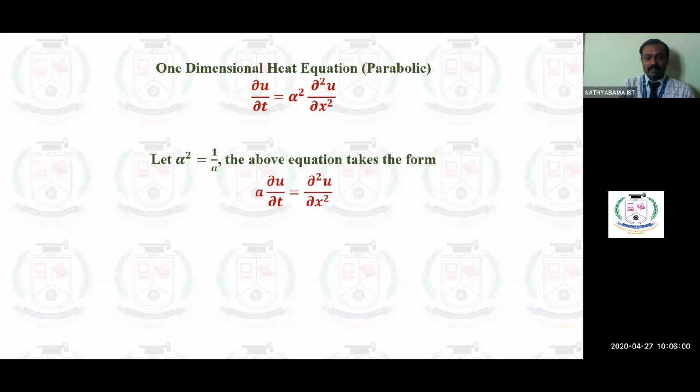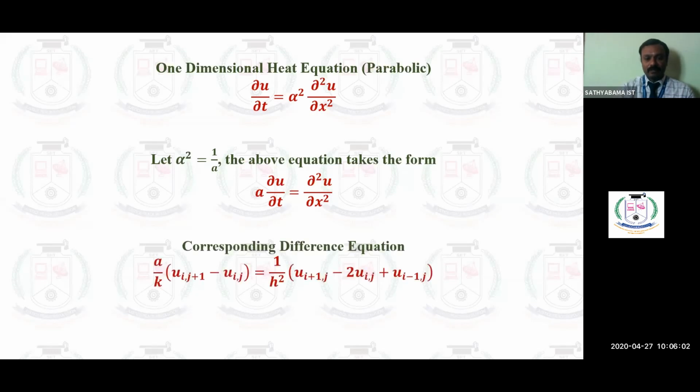Now replacing them with their corresponding difference coefficients, we get a into dou u by dou t is u(i, j plus 1) minus u(i, j) by k, which is equal to the second derivative. The difference coefficient corresponding to the second order derivative dou square u by dou x squared is 1 by h squared into u(i plus 1, j) minus 2 into u(i, j) plus u(i minus 1, j).